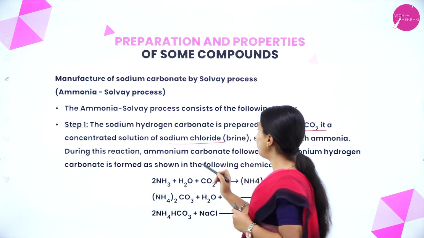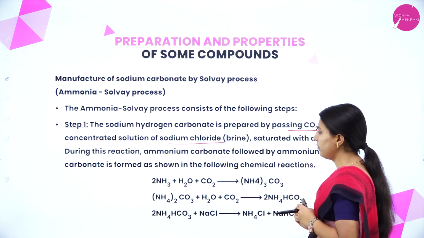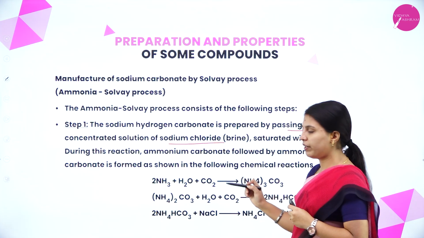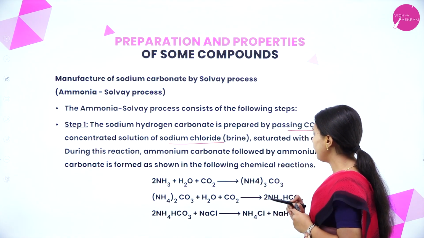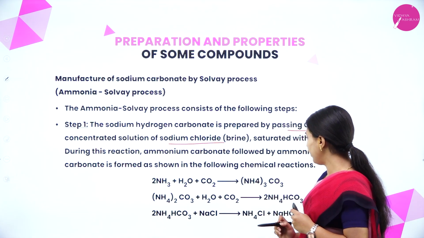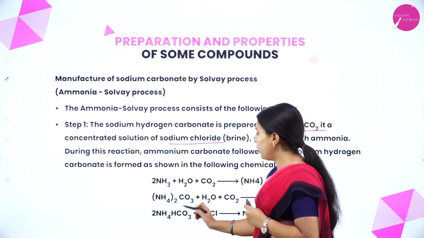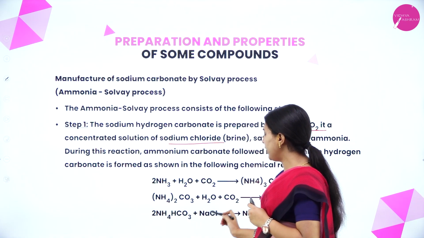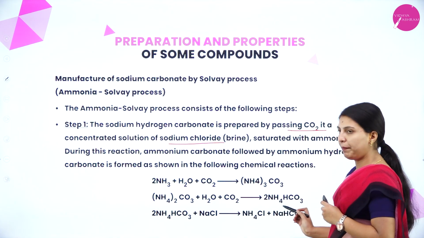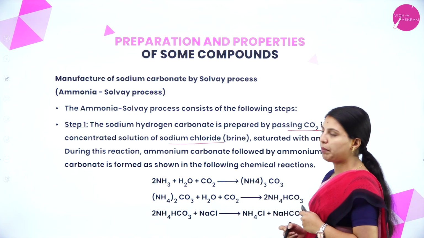During this reaction, ammonium carbonate followed by ammonium hydrogen carbonate is formed, shown in the following chemical reactions. Ammonia saturated with water, carbon dioxide will be passed, ammonium carbonate will be formed. In the ammonium carbonate, again water and carbon dioxide will be treated, ammonium hydrogen carbonate will be formed. Ammonium hydrogen carbonate, when we treat with brine solution, that is sodium chloride solution, ammonium chloride and sodium bicarbonate will be formed. These are the steps involved in step 1.